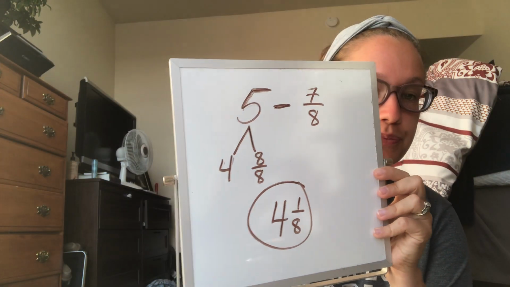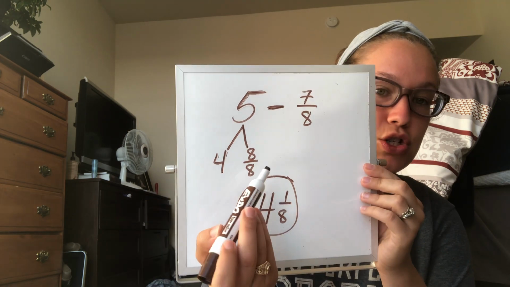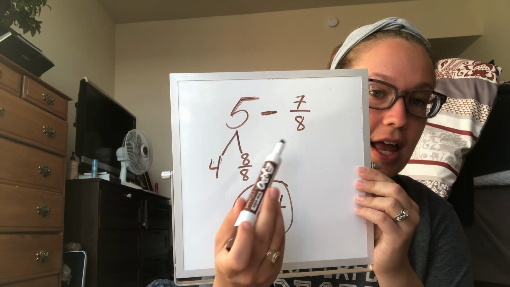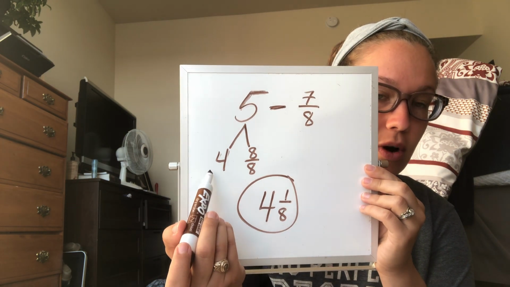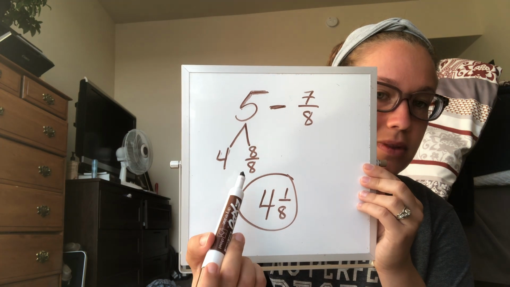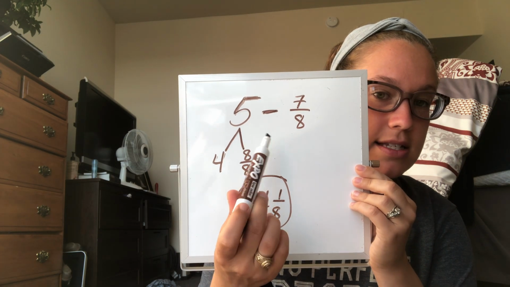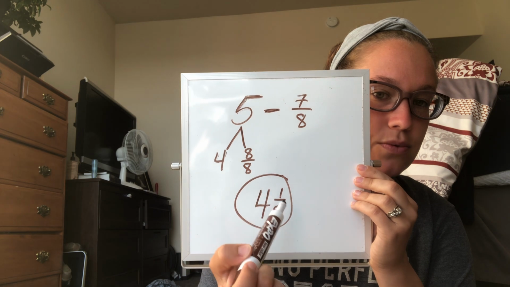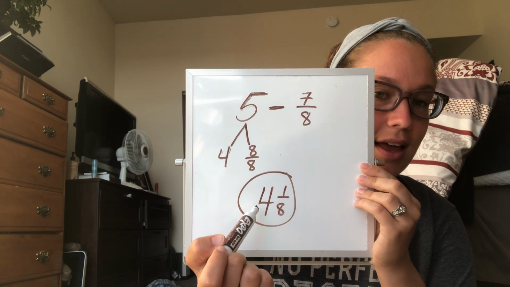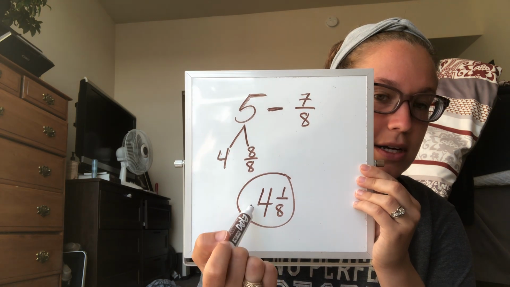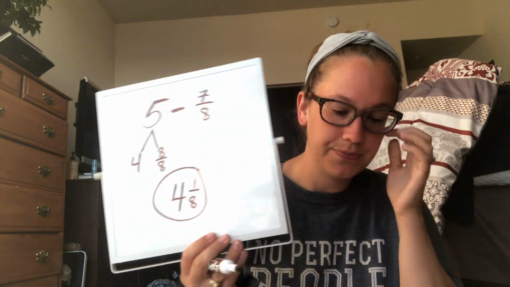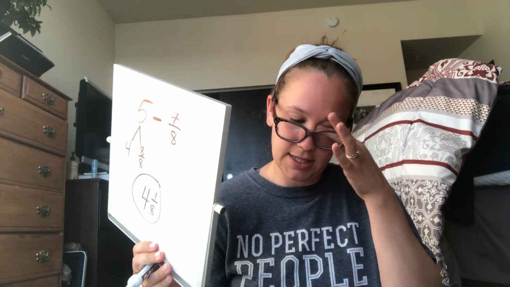so here I split my 5 into 1, which I changed to 8/8, and 4, because 1 plus 4 equals 5. Then I subtracted 7/8 from my 8/8, which gave me 1/8, and I still had this 4 left over, so my answer is 4 and 1/8. All right, let's move along.